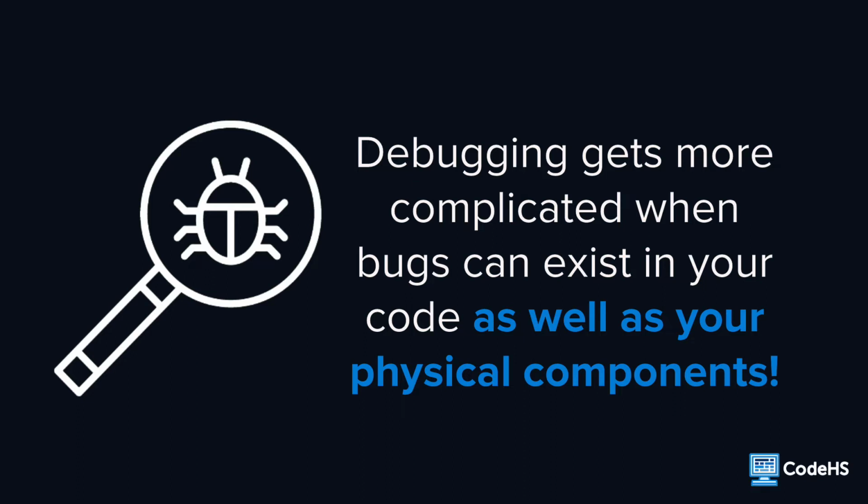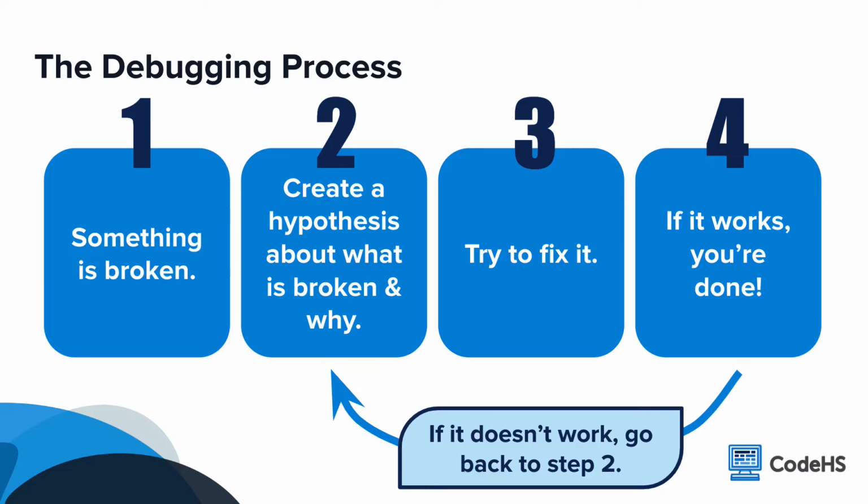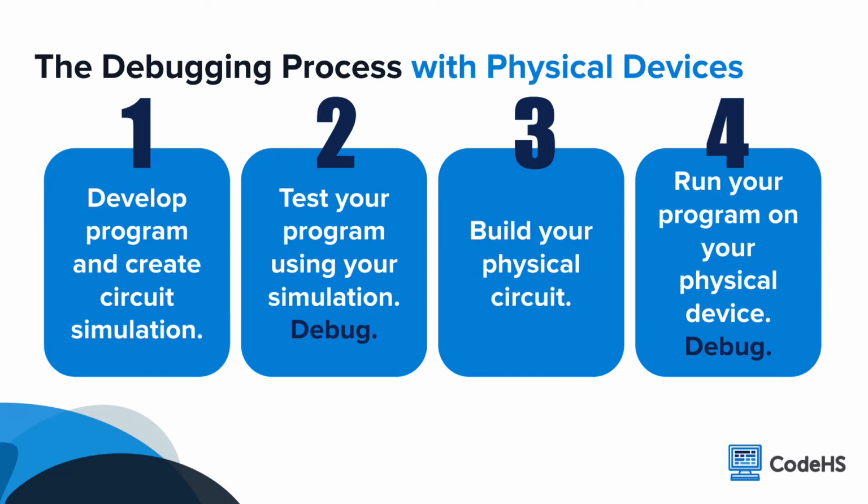Debugging is already a lot of work, but once you add a physical component in addition to your program, there are twice as many places your bug can be hiding. In the last lesson, we discussed the debugging process, where we look for an issue and try to fix it. With the addition of physical components, we actually need to complete this process twice.